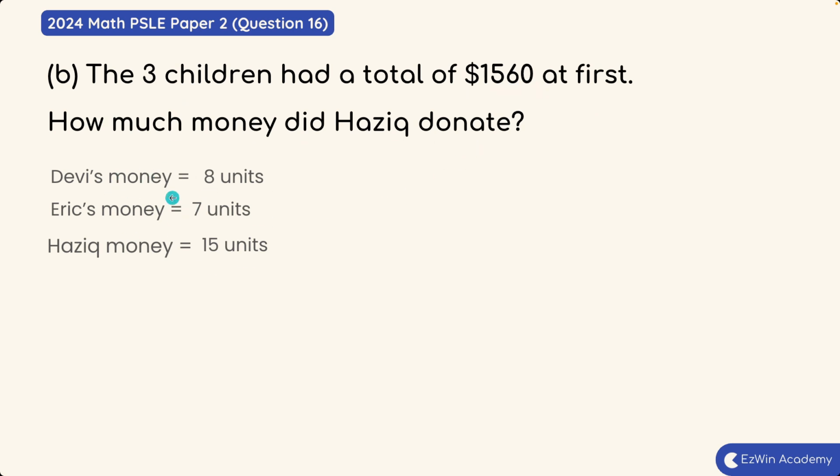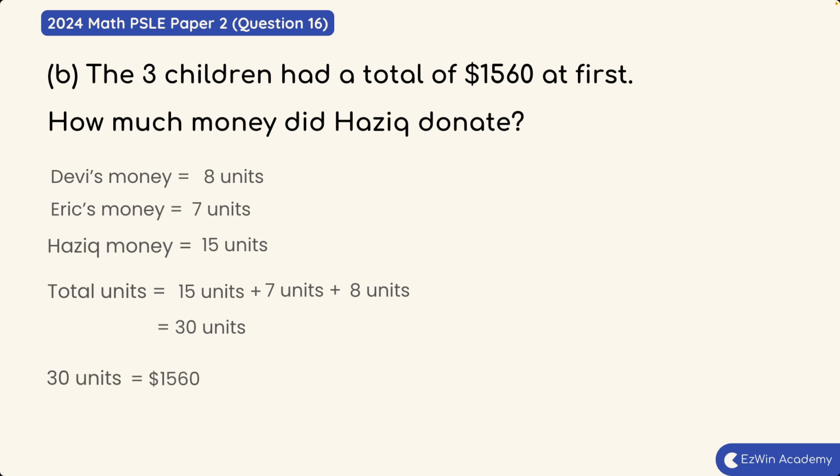From the previous workings, Devi's money is 8 units, Eric's money is 7 units, and Hazik's money is 15 units. Since we are calculating the total, we need the total number of units. So we calculate 15 plus 7 plus 8: 15 from Hazik, 7 from Eric, and 8 from Devi. This gives us 30 units. Since the total is $1,560, 30 units is equal to $1,560. So 1 unit is $1,560 divided by 30, which gives us $52.